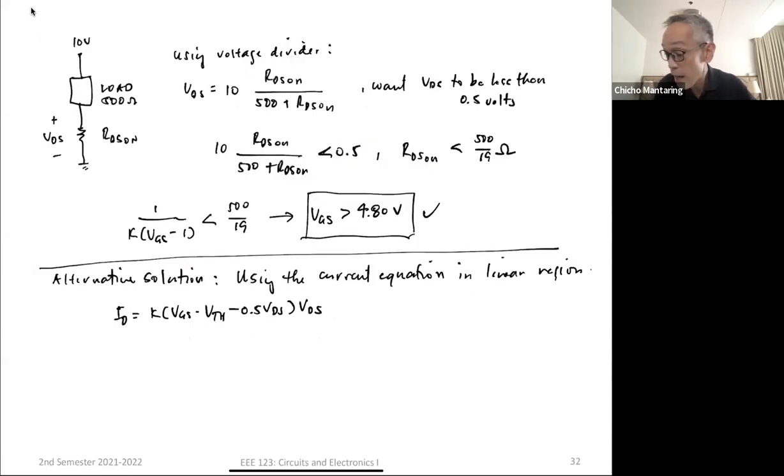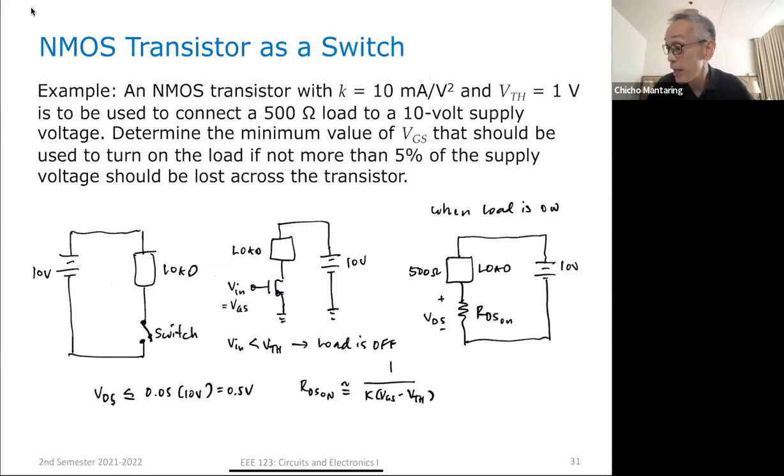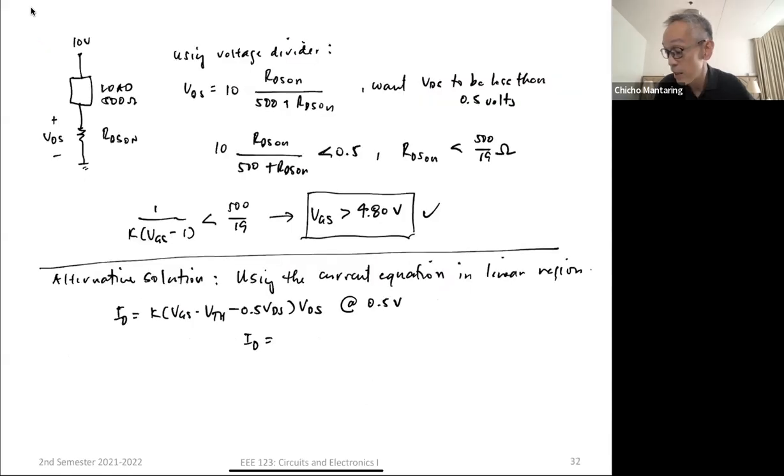So at 0.5 volts, ID is equal to K. Ano ba yung K natin? K is 10. So 10 times (VGS minus VTH, where VTH is 1 volt, minus 0.5 VDS, which is 0.25) multiplied by 0.5. That's ID. So this is one equation.